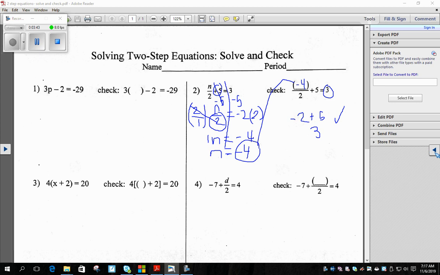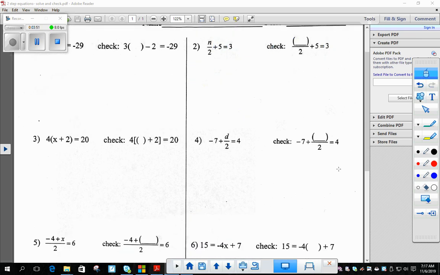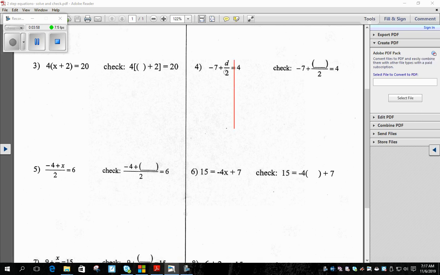Okay, we're going to skip number 3. And I want you to go ahead and solve number 4. So pause the video and try solving on your own. Okay, here's what you should have done. Drawn your line going down. This d divided by 2 has to come last. This adding and subtraction part will be what comes first.